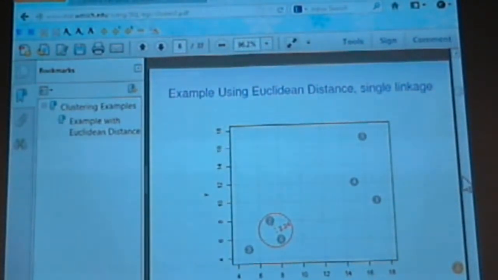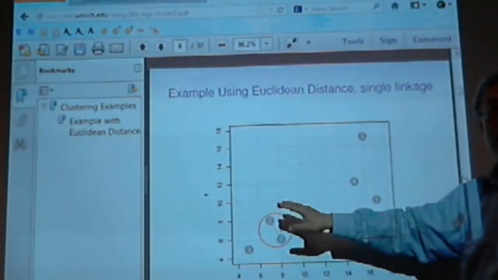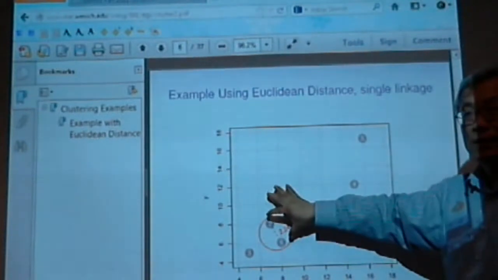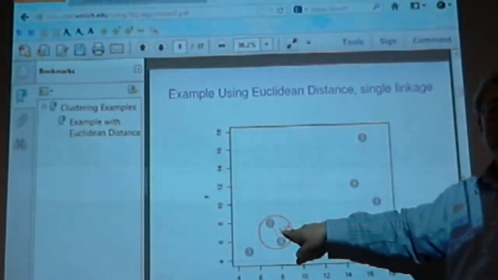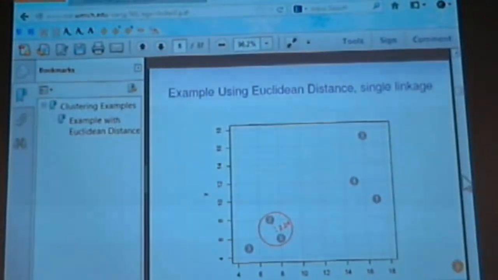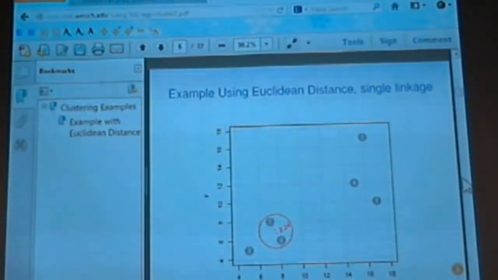So originally you have n clusters, in this case 6 clusters. At the first step, it's down to 5 clusters only. Here, this is 1 cluster, right? These two are combined at this distance, 2.24. And then here there are 4 other clusters, so a total of 5 clusters.